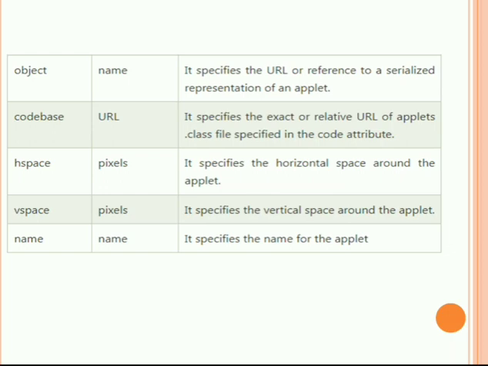Then hspace, it is in pixels. It specifies the horizontal space around the applet. Just as we have seen alignments, in alignment we have seen where it will be aligned, in which direction it will be aligned. In hspace it will specify the horizontal space around the applet. Next is vspace. It specifies the vertical space around the applet.